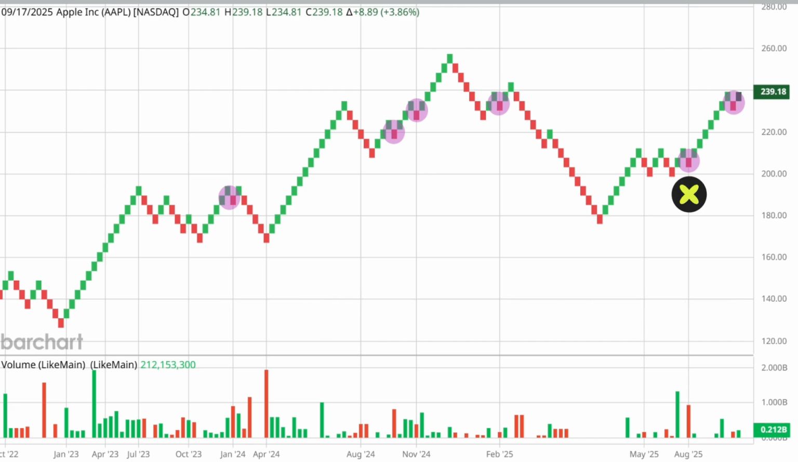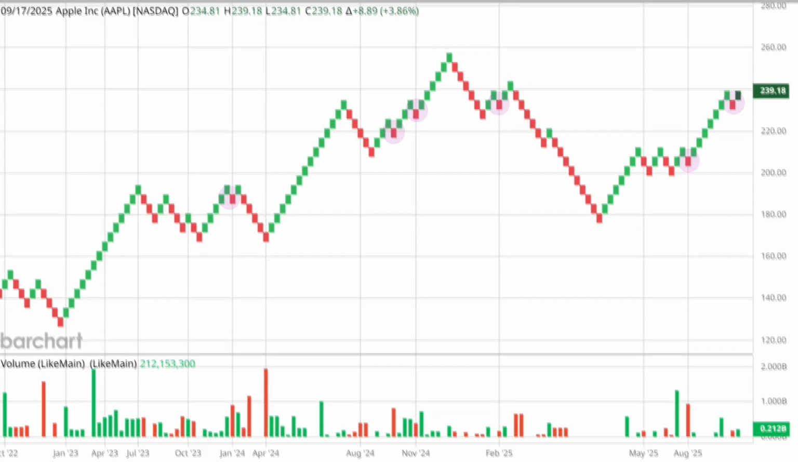If you sold on every one of those flips, you'd be jumping in and out, and losing money each time the trend resumed upward. Some traders try to fix this by using a 2-brick rule, meaning they wait for 2 consecutive color changes before switching direction.